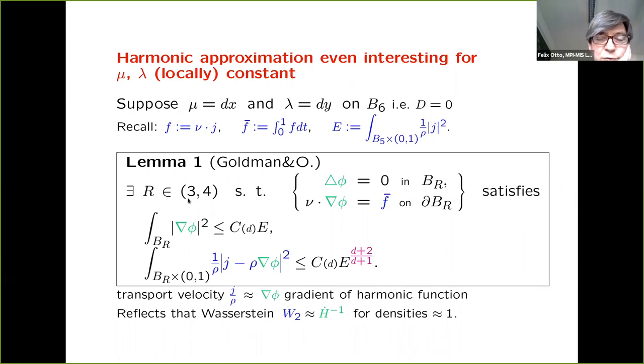So there exists a good radius, or there are many good radii, such that if we solve this Neumann problem, and in this case, I don't need a constant here because F bar does have a vanishing average, then we get this good control of the difference between the transport velocity, so the ratio between the flux and the density, and the gradient of the harmonic function, in the sense that this quantity is estimated by a power larger than one of the original transport density.